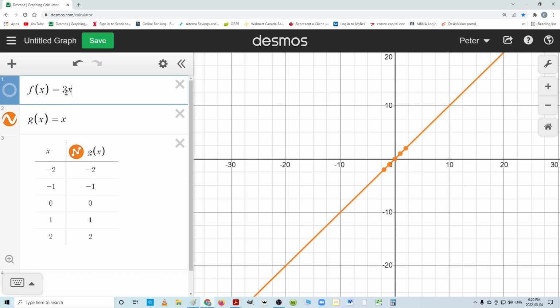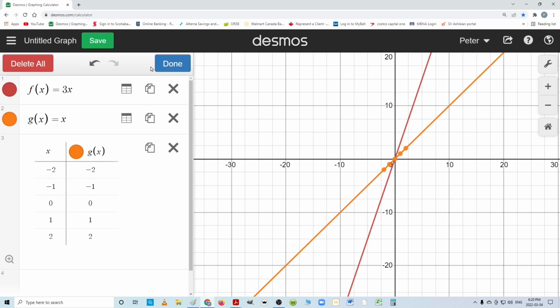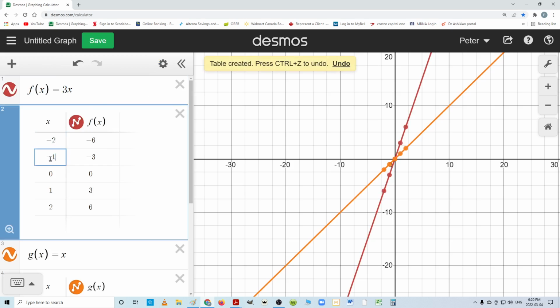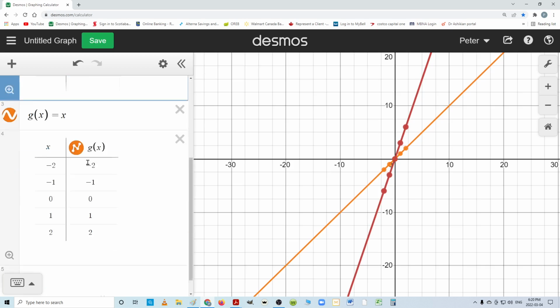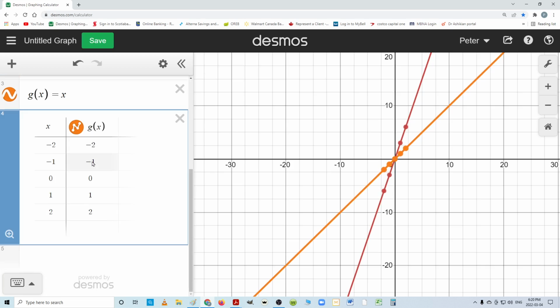I'm just going to multiply the front by 3. And I'm going to look at the same x values: minus 2, minus 1, 0, 1, 2. And I'm going to look at what happens to the y values. It looks like all my y values are now multiplied by 3. How does that compare to the original y values? Oh, it looks like it multiplied them all by 3.